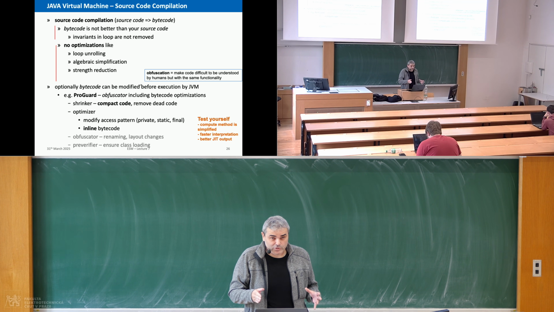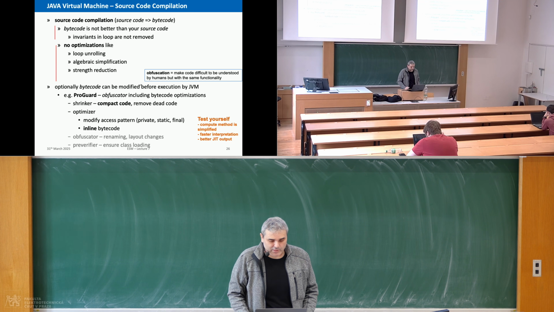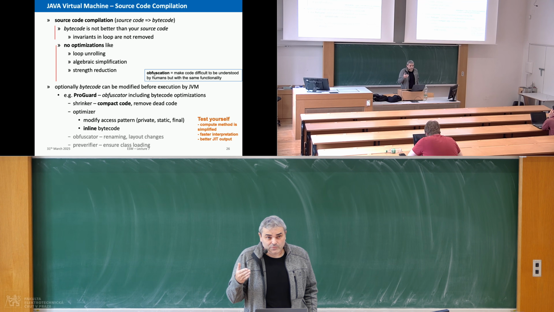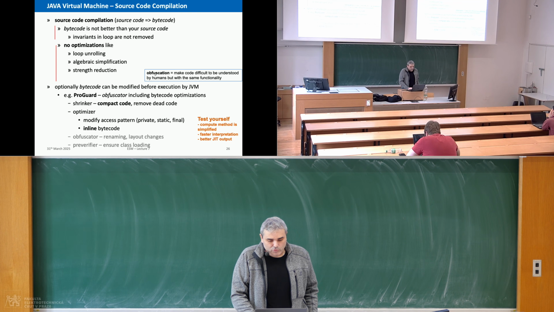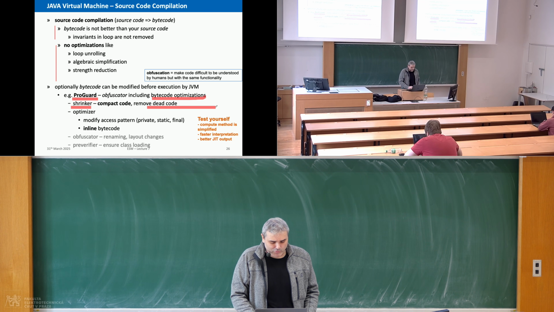Optionally, the bytecode could really be manipulated. After compilation, the bytecode could be tweaked, modified, and another bytecode could be created. One such process is obfuscation, which makes decompilation harder, so really returning from the bytecode back to the source code. There are many obfuscators, like here I have one example, the ProGuard obfuscator, that also includes bytecode optimization techniques, like a shrinker, which compacts code: code which is not needed, or a piece of code that is never called, is removed completely.